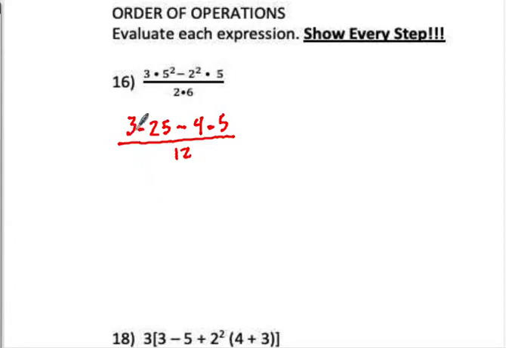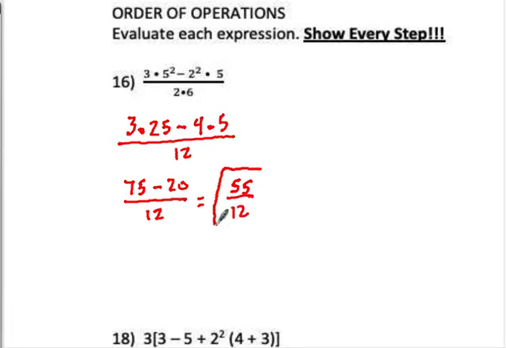Then I need to do 3 times 25, which is 75, minus 4 times 5, which is 20, over 12. And then I didn't do a very good job on this one, making it something that'll simplify. So 55 over 12. And I'm okay with you leaving it like that.